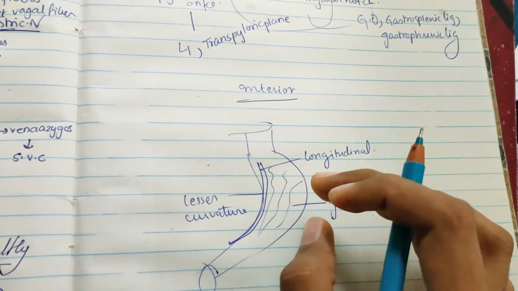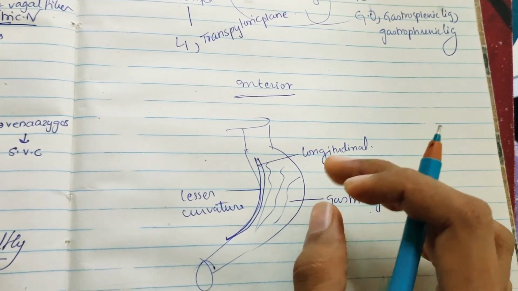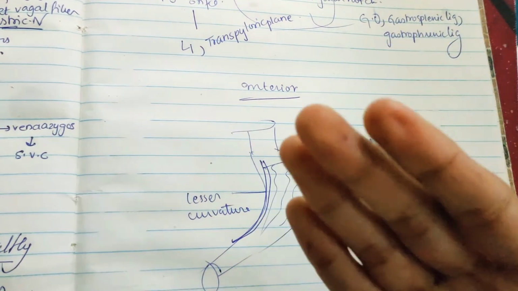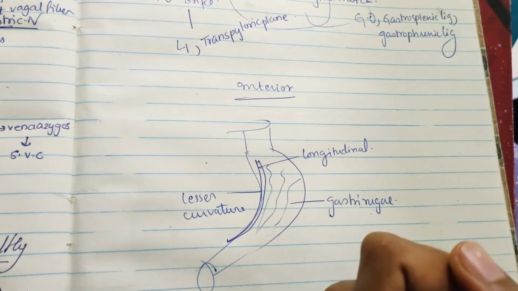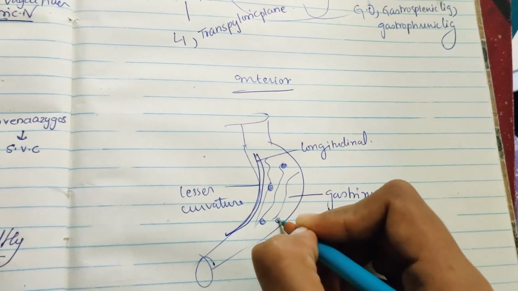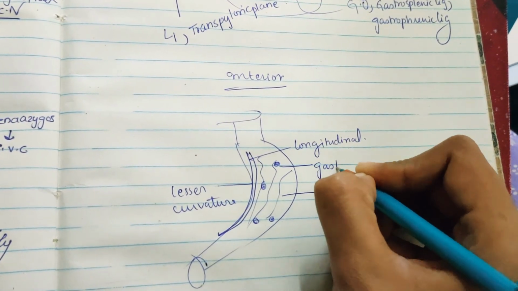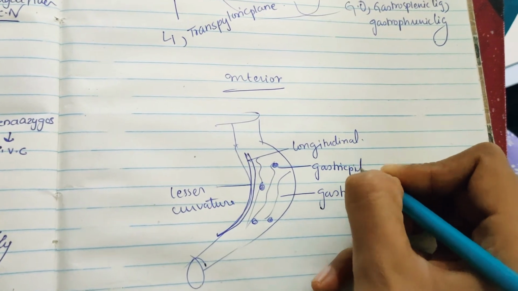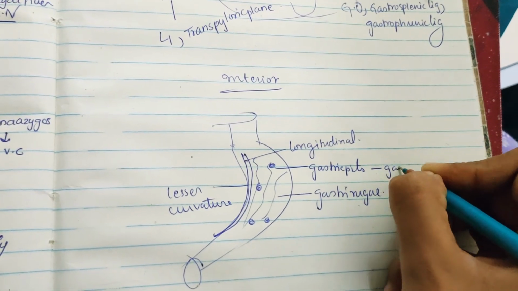Why these rugae are present: they provide a rough surface to the stomach for absorption, and there are also numerous small gastric pits. These are the gastric pits. These gastric pits are where the gastric glands open.